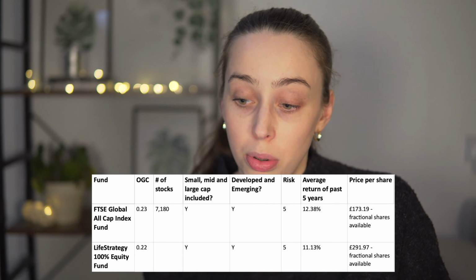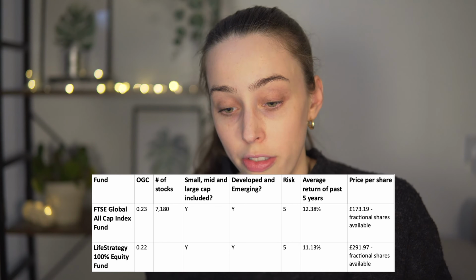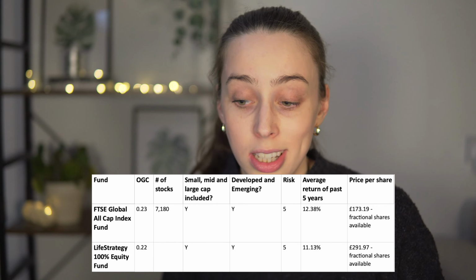And the last thing to discuss, just as an overview before we delve in deeper, is how much each of these funds is to buy per share. With ETFs on Vanguard, you cannot buy fractional shares. So what this means is the price that you see per share, you have to be able to put that money up front to get one of those shares. You can't put £100 if it says 200, you have to have 200. With these ones, with the index fund and the Lifestrategy fund, you can buy fractional shares. So at the moment, the Global All Cap, the price per share is 173, just over. Lifestrategy 292 basically.